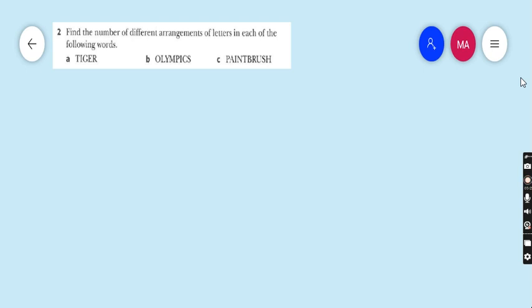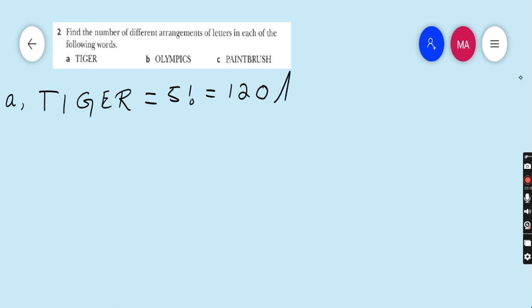Find the number of different arrangements of letters in each of the following. Part A. Tiger, T I G E R. So how many letters in the word tiger? 5. So we can write 5 factorial, and the answer of 5 factorial is 120. Very easy.